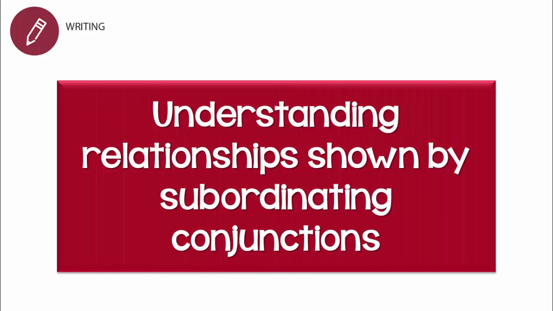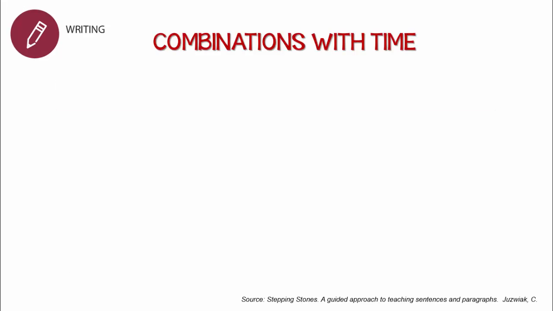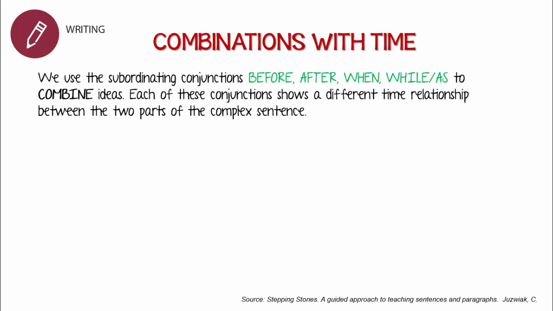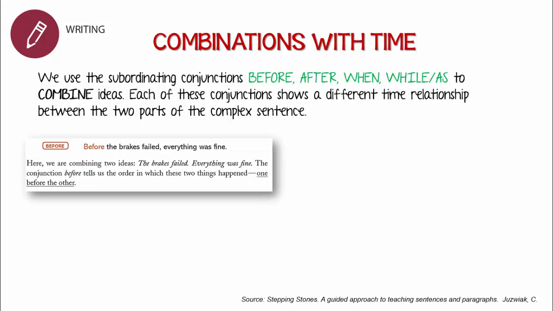Understanding relationships shown by subordinating conjunctions. Combinations with time. We use the subordinating conjunctions before, after, when, while, as to combine ideas. Each of these conjunctions shows a different time relationship between the two parts of the complex sentence. For example, before the brakes failed, everything was fine. I'm combining two ideas: the brakes failed, everything was fine. And the conjunction before tells us the order in which these two things happened, one before the other.